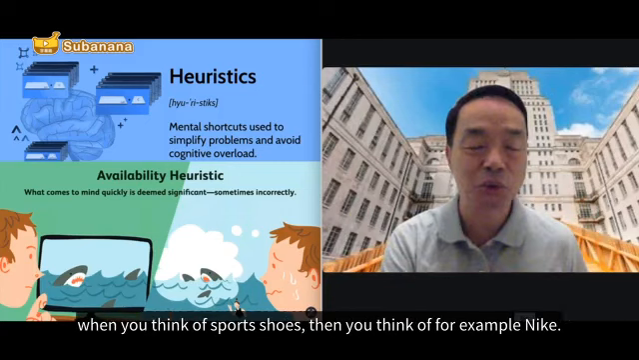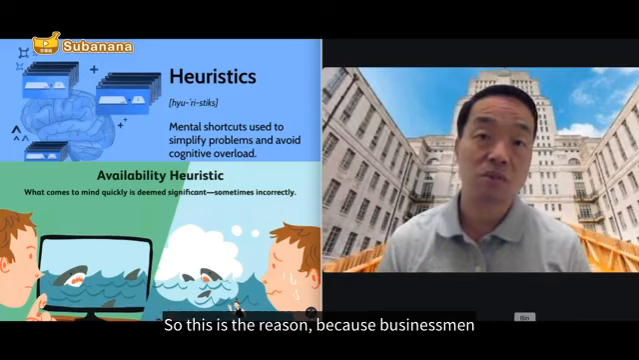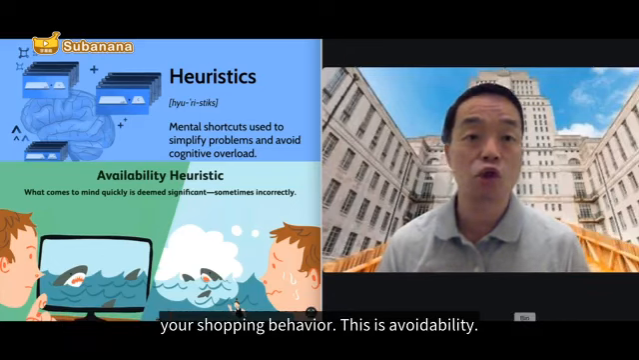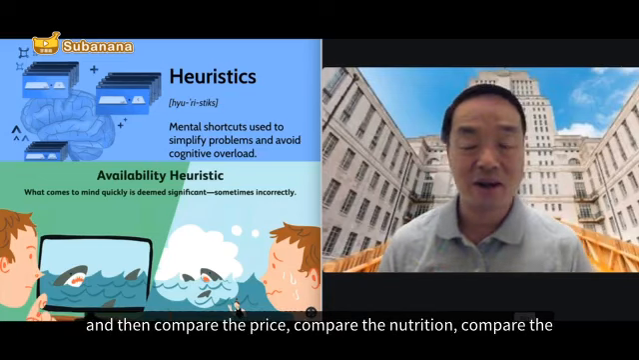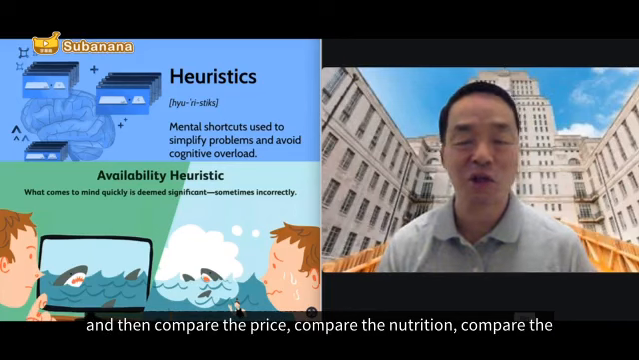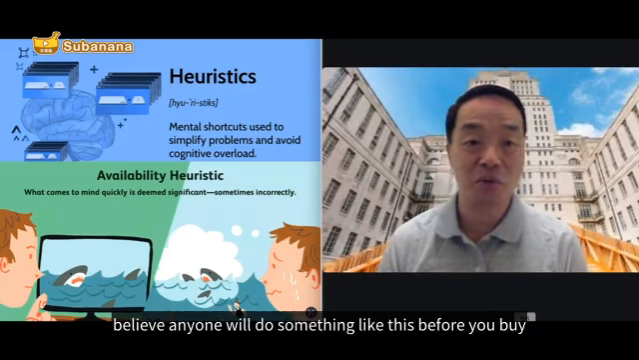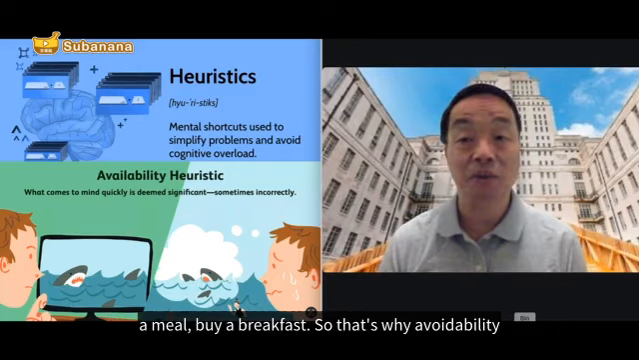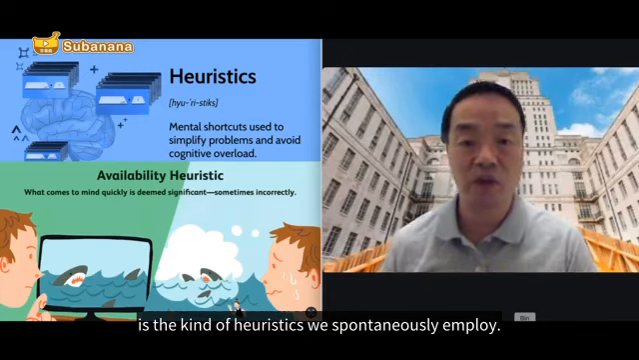When you think of food, you will think of that specific brand name. When you think of sports shoes, you will think of, for example, Nike. This is because businessmen really understand how to manipulate human consumer behavior, your shopping behavior. This is availability. For making a decision about breakfast, you just can't go through all the information and compare the price, the nutrition, the quality of food. This is impossible. Ideally you can do this, but I don't believe anyone would do this before buying a breakfast. So availability is a kind of heuristic we spontaneously employ.